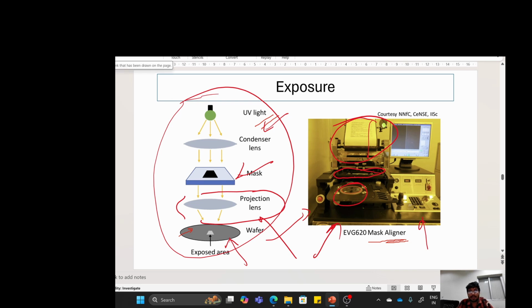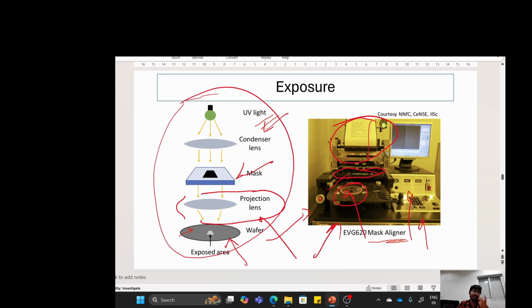You can get 1 micron, or 500 nanometers. So you keep your substrate over this one, and then you can just move inside. First you keep your mask over here, and you can set the parameters for how much distance you want to keep between your mask and your substrate, so that your mask should not also get contaminated.